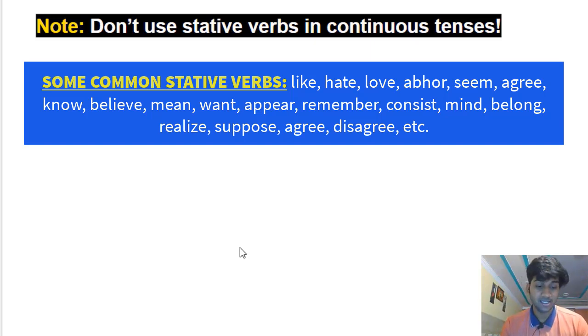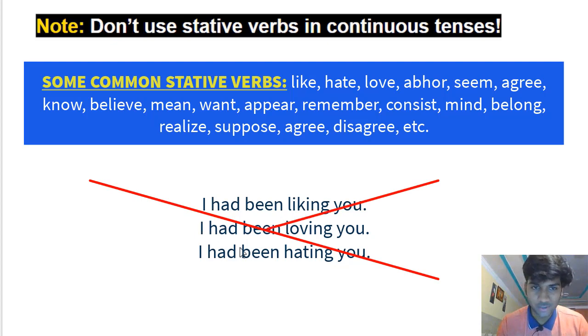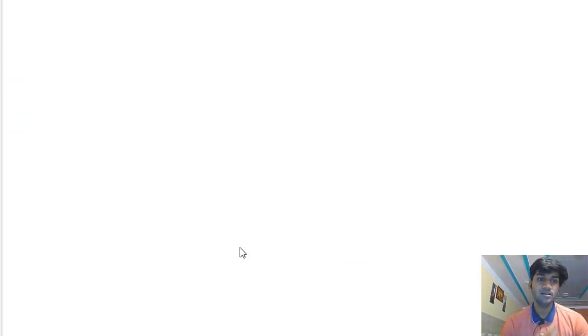So verbs like love, hate, you cannot use these verbs in continuous tenses. You cannot say, I had been loving you, I had been liking you, I had been hating you. You cannot do that. Love, like, hate, and other stative verbs are the verbs that are used to show a state of being of a person. So don't use these verbs in progressive, in continuous tenses. Okay. So I hope you've understood what this tense is all about, how to use this tense.